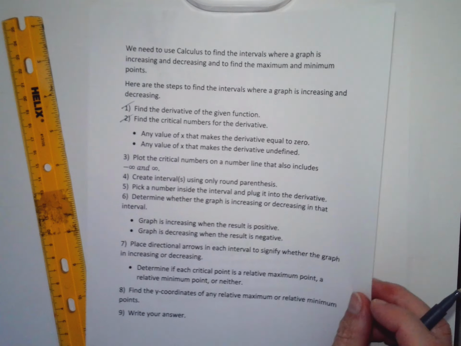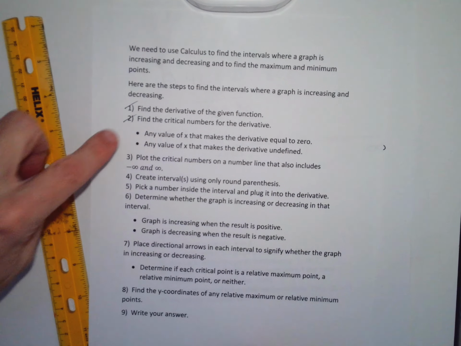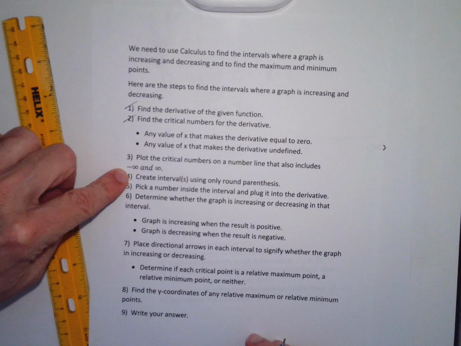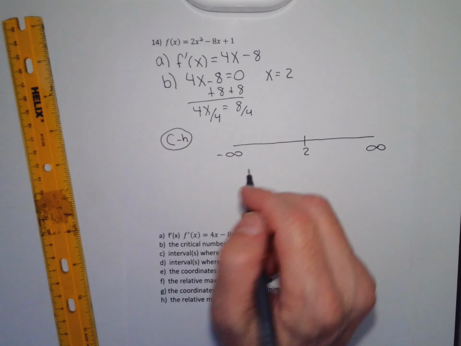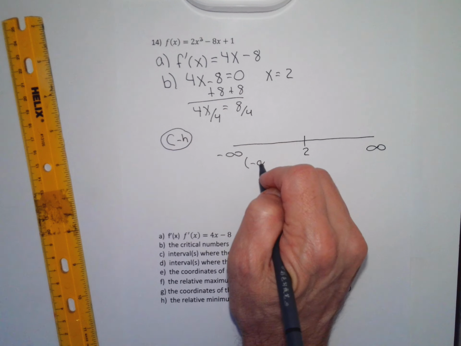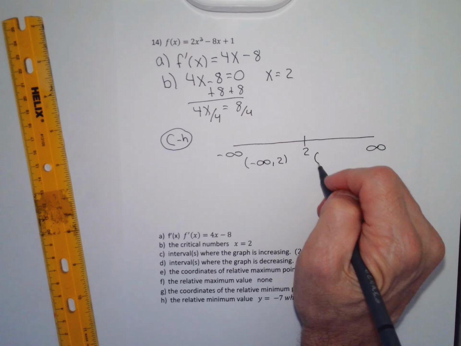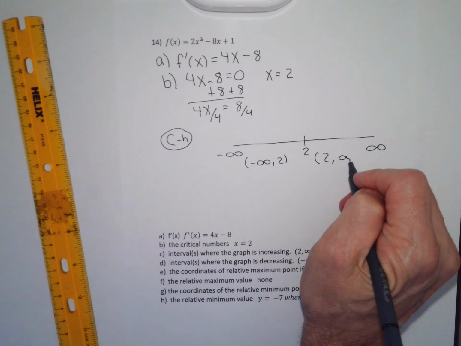So this, I saved this from the last video. So I found the critical numbers, I plotted them on a number line that has negative and positive infinity, and I'm going to create intervals with only round parentheses. My first interval is going to be the interval from negative infinity to positive 2. My second interval is going to be the interval from positive 2 to positive infinity.